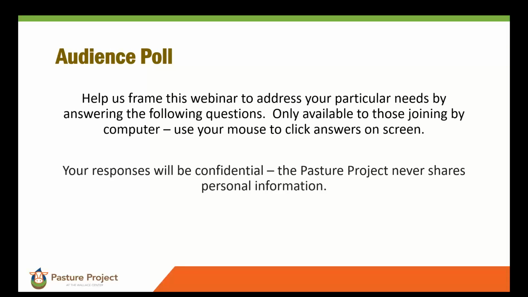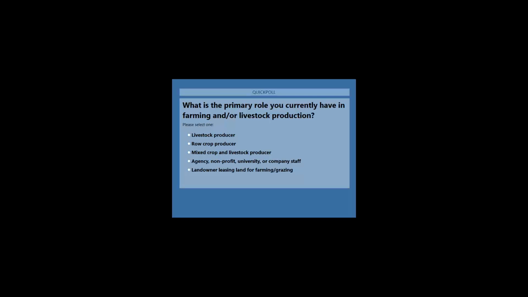So let's do some polling questions to help us get a feel for who's in the room. We will launch the first question to your screen, and you should be able to click on the most relevant answer. And then we'll close the poll and share the results. So the first question is about your primary role that you have in farming or livestock production. Livestock producer, row crop producer, mixed crop and livestock producer, agency, nonprofit, university, company staff, or a landowner leasing land for farming or grazing. Just pick the one that is a best fit. And also feel free, if your role isn't represented here, to throw it in the questions box.